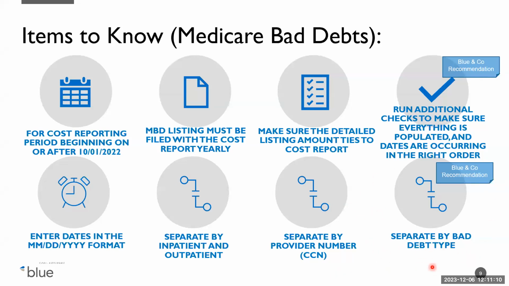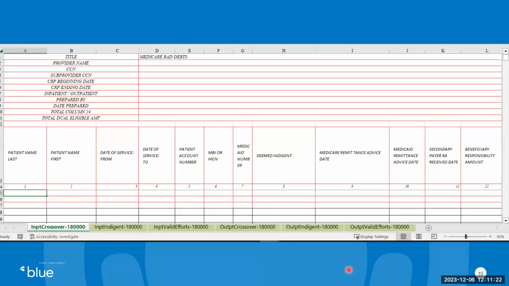This next one is a recommendation. It's not required, but we do recommend taking it a step farther and splitting it out by bad debt type. So here's kind of what this would look like in Excel.